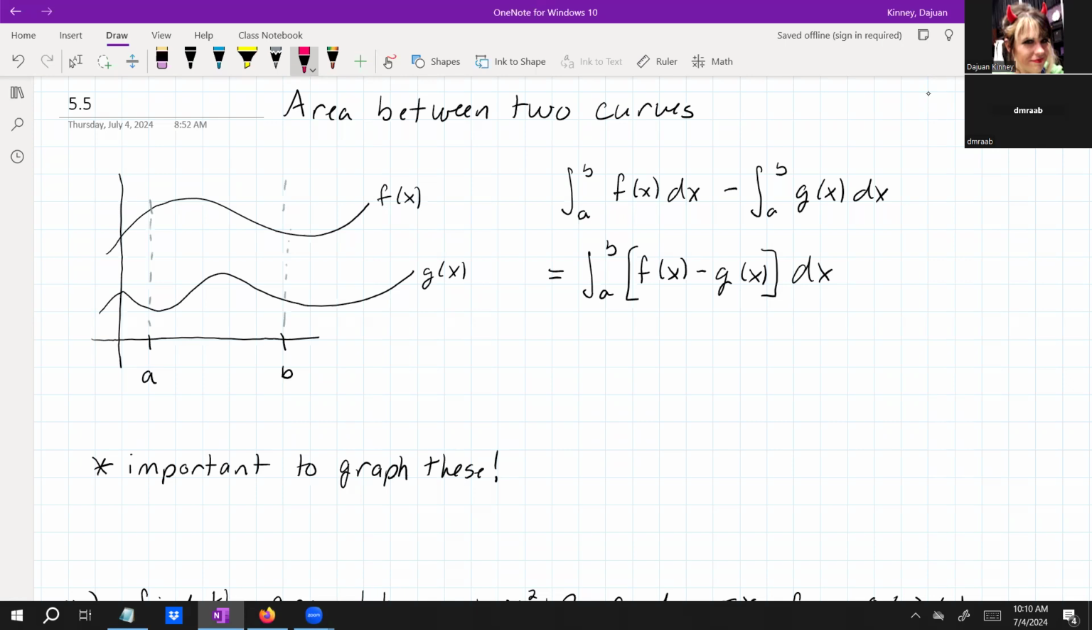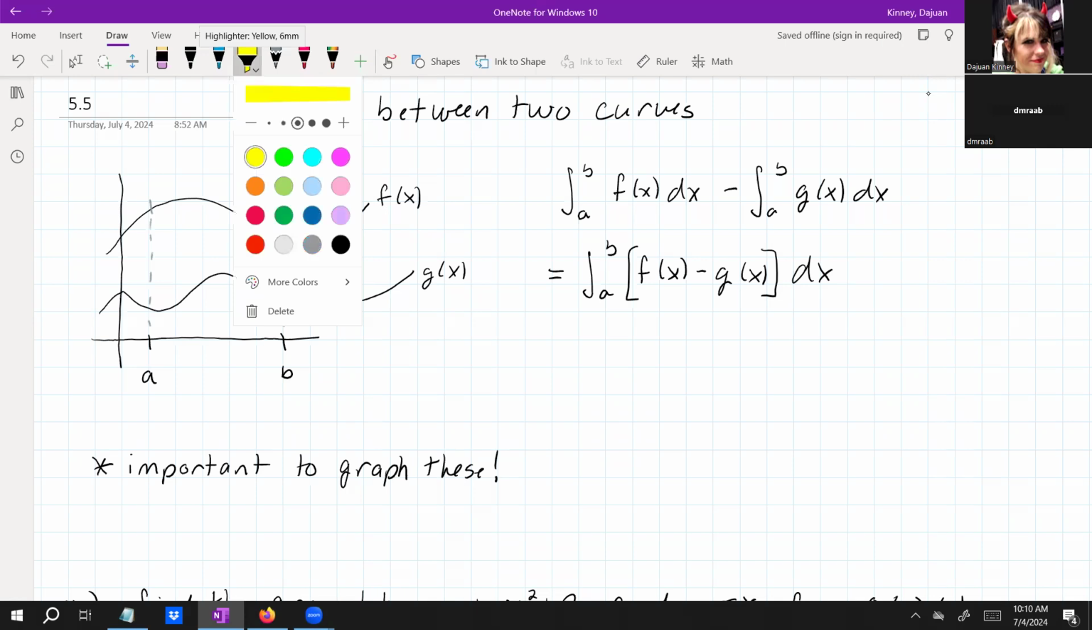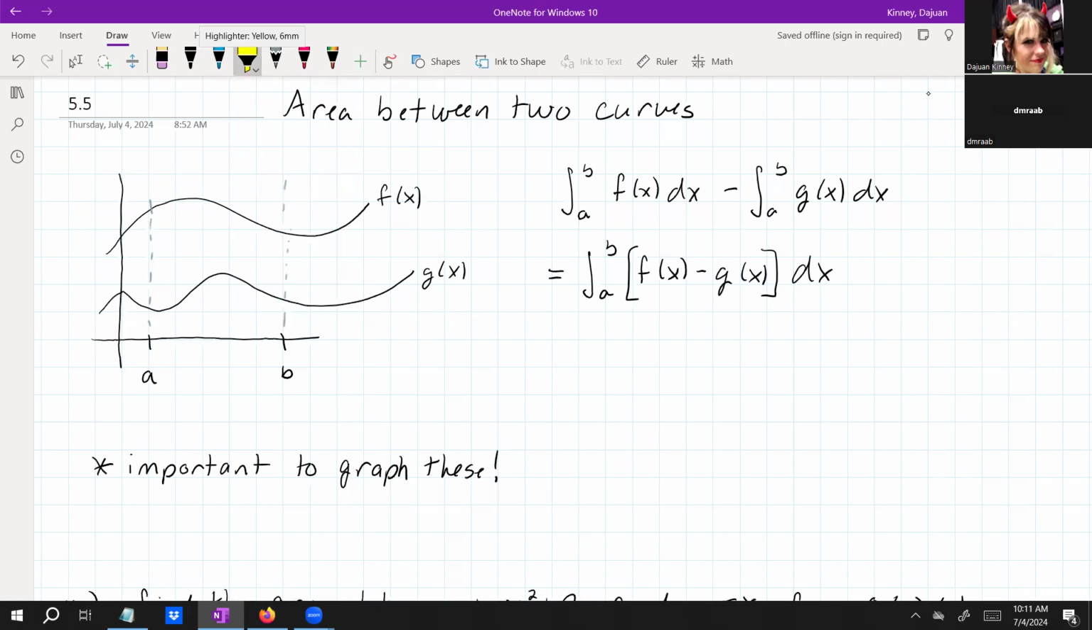So how we do this is, if my f is my function that's on top, my g is on bottom, over the whole interval. If it changes, we deal with it a little bit differently, which we'll get to. Then I take the area under f, which is going to be this big yellow splotch. It's fun to color, not gonna lie.